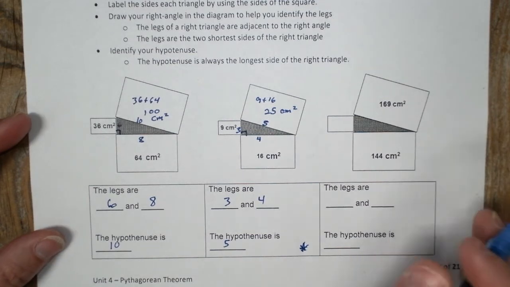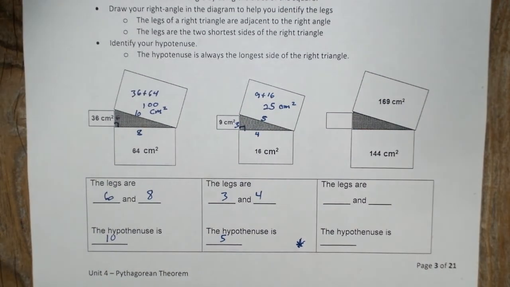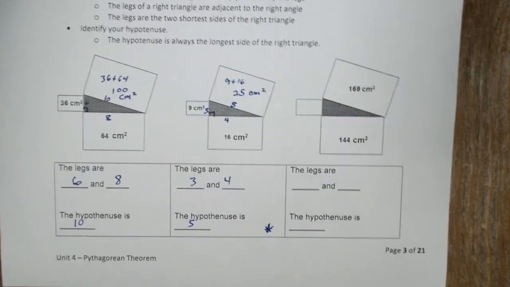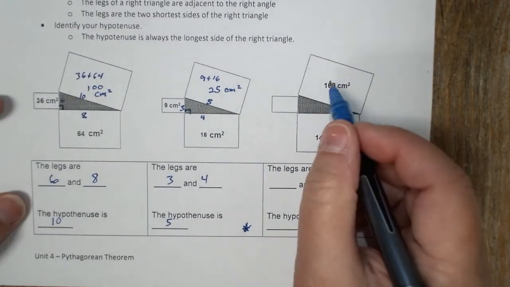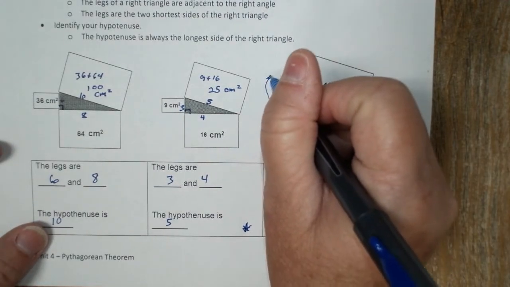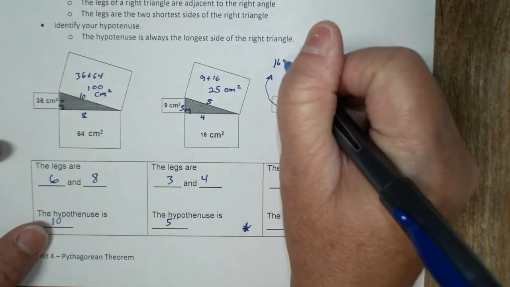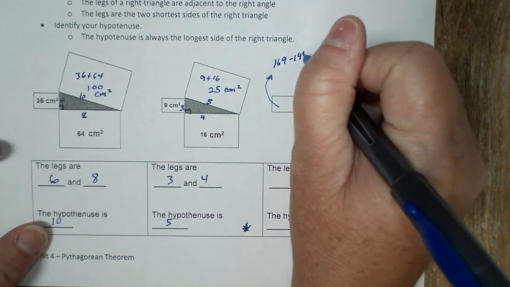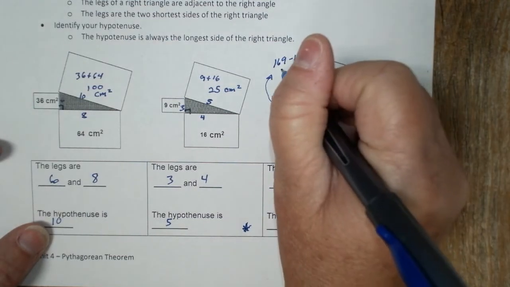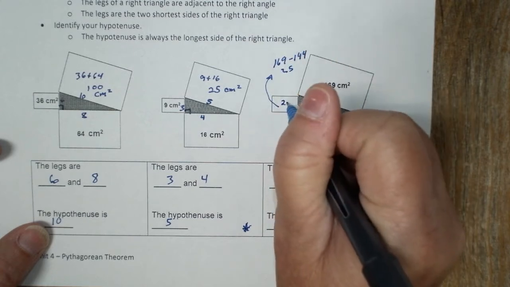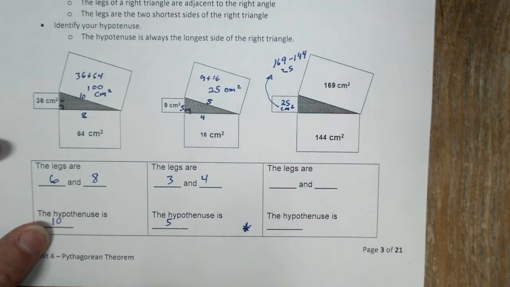Okay, on the last one, we have the larger square. And so if you have the larger square, to find one of the smaller squares, you can do 169 minus 144, which is 25. So there's a 25 centimeters squared here.